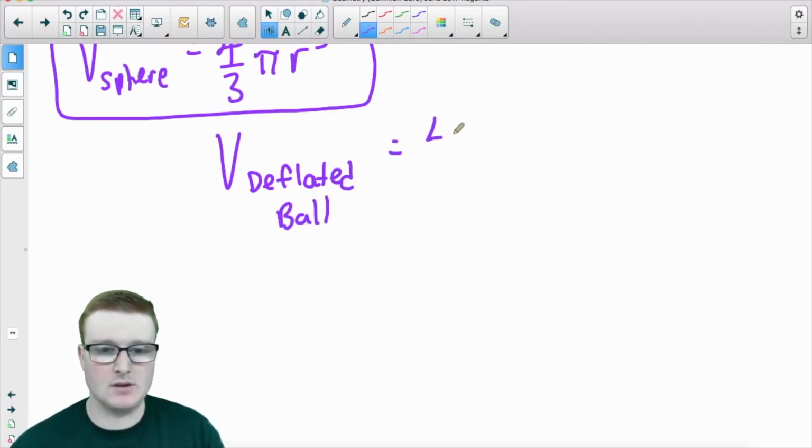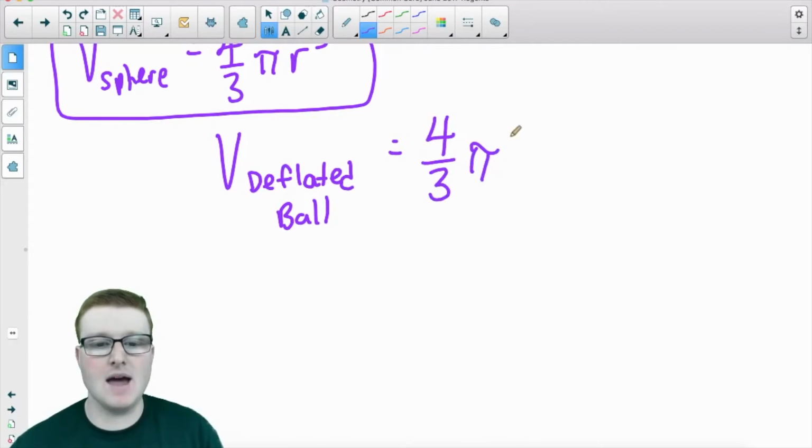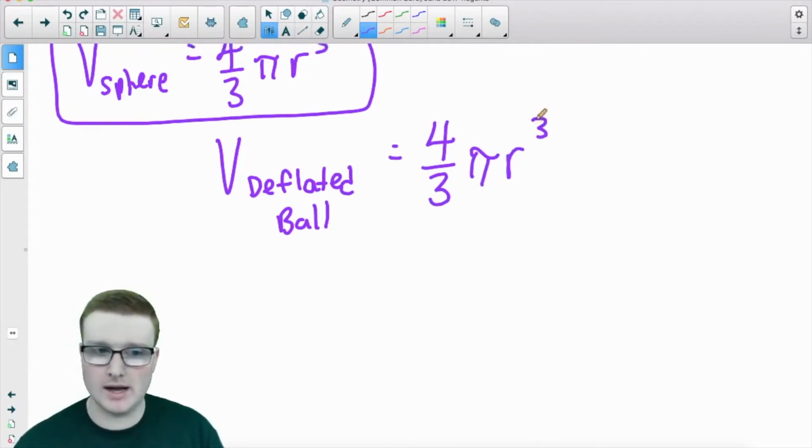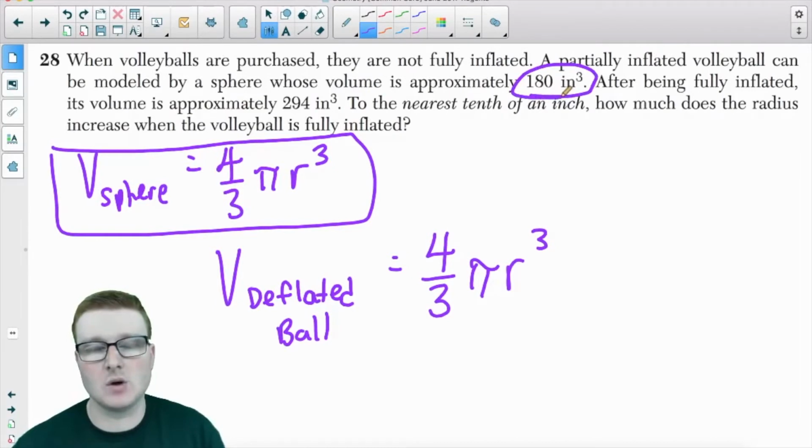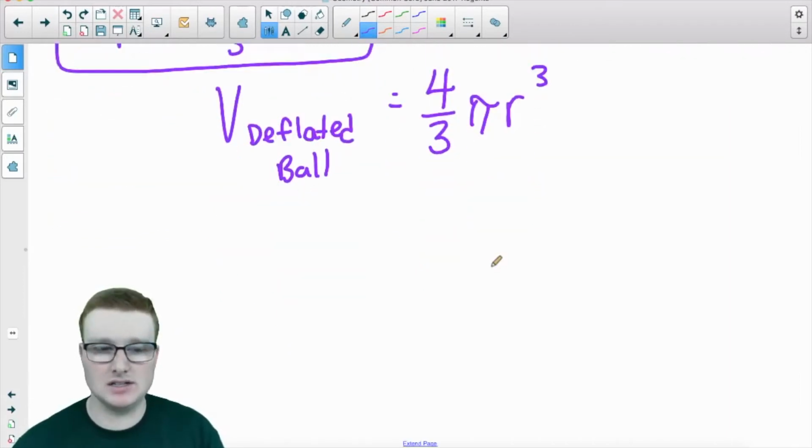Well, the formula is still 4/3 pi r cubed. It doesn't matter, it's still a sphere. It's just deflated. So what I'm going to do is find the radius, because we're given the volume. If we're given the volume and all these other constants, we need to find that radius. They want to know how much the radius increases by.